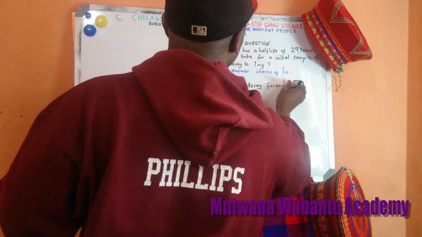Ln of 1 is equal to 0, see? Ln of 1 is equal to 0, so this is equal to 0. So now K is equal to 1 over 29 times negative ln of 2, because this part is going to be 0. So 0 minus ln of 2 is going to be negative ln of 2. So that's the value of K.